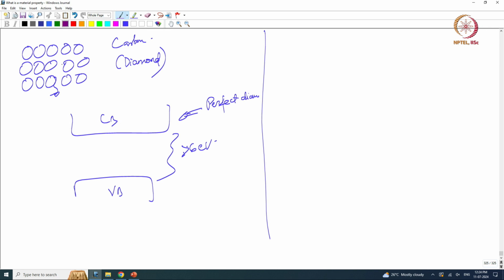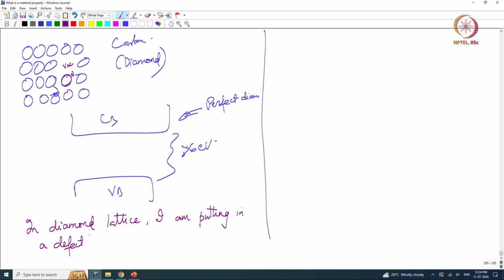Now, in perfect diamond I am going to introduce a vacancy, which means I am going to remove this carbon, but at the same time I am going to introduce a nitrogen. So one of the carbon atoms gets replaced by nitrogen. The pink one is nitrogen, and if there is nothing, that is a vacancy. So in the diamond lattice I am putting in a defect, and this defect is what is called an NV defect. N for nitrogen, V for vacancy, NV center or NV defect.